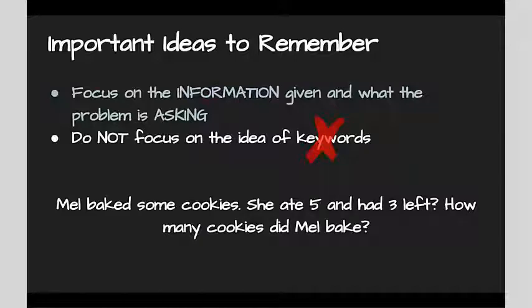For example, let's consider the word left. Left is often a word that is taught to signal subtraction, but in this problem, Mel baked some cookies. She ate 5 and had 3 left. How many cookies did Mel bake? Can you see how misleading teaching keywords would be in this situation? Most students would immediately subtract 5 minus 3 to get 2 cookies. But if we teach our students to focus and understand the context of the problem, we see that the problem calls for the operation of addition.